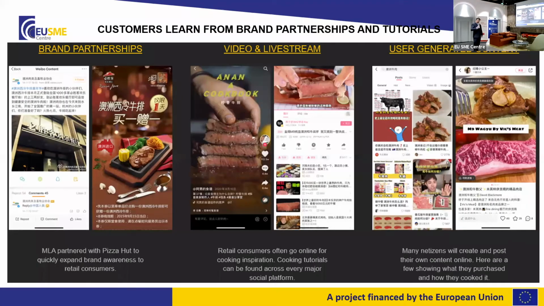Other things that consumers look for are brand partnerships. A simple example is MLA, the Meat and Livestock Association in Australia, with Pizza Hut. It's a kind of random one, but an interesting brand awareness exercise. We've done an exercise lately about steaks. People love beef here, but in many cases we don't really know how to cook a steak at home. So there are tutorial videos on there, and it could be anything from how to fix my bicycle to healthy food.